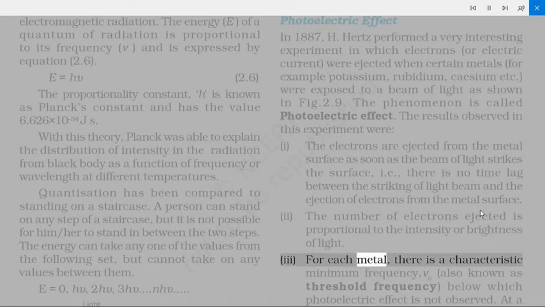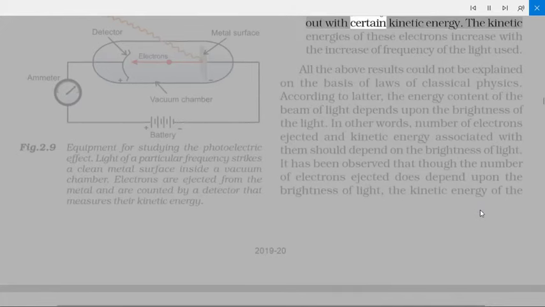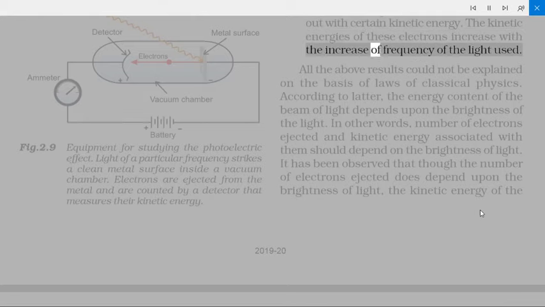3. For each metal, there is a characteristic minimum frequency, ν0, also known as threshold frequency, below which the photoelectric effect is not observed. At a frequency above ν0, the ejected electrons come out with certain kinetic energy. The kinetic energies of these electrons increase with the increase of frequency of the light used. All the above results could not be explained on the basis of laws of classical physics. According to the latter, the energy content of the beam of light depends upon the brightness of the light. In other words, the number of electrons ejected and the kinetic energy associated with them should depend on the brightness of light.